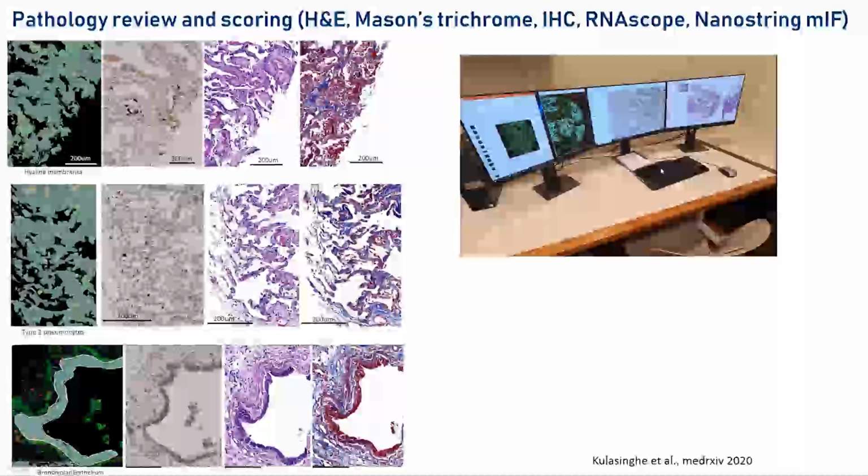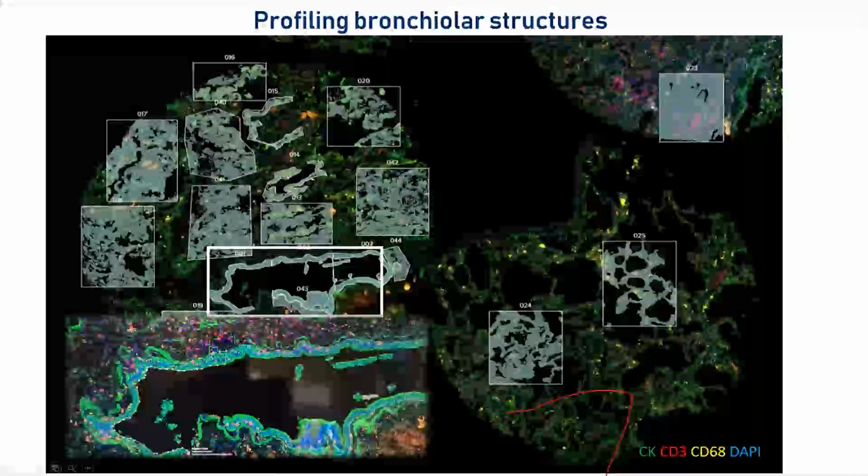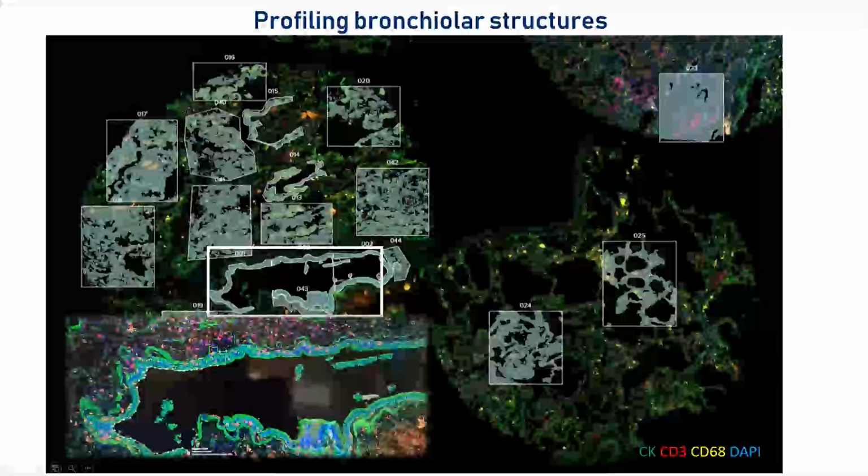So this is just a snapshot of what we had in the lab. We had the multiplex IF, the IHC, the Masson's trichrome, the H&E, and we had 1 more monitor for the RNAscope, so we could then overlay the cell types. So we could identify the hyaline membranes, the type 2 pneumocytes, the bronchioepithelial cells, and what you're able to do is go through each core and liberate the signal. So you can custom draw around your regions of interest.